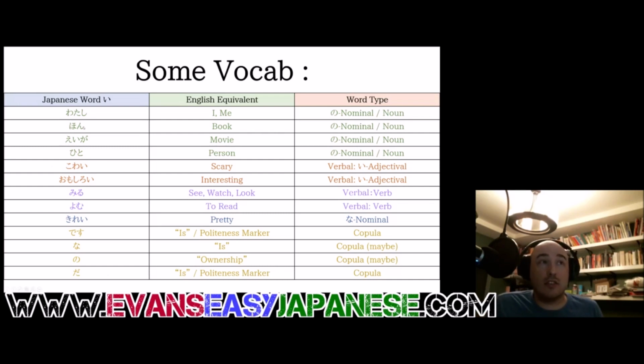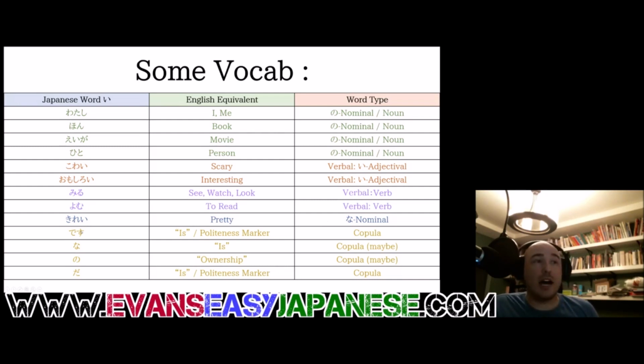Anyway, the colors differentiate the words, and when we go into the examples, I'm going to have this same color scheme. Okay. Kowai, these guys are a little bit redder. Kowai, scary. It's an e adjective. Omoshiroi, interesting. It's an e adjective, red. We got two verbs here. They're purple. Miru, see, look, watch. Yomu, to read. These are both verbs. Kirei is pretty. It's a non-nominal. So this is a non-adjective, aka a non-nominal.